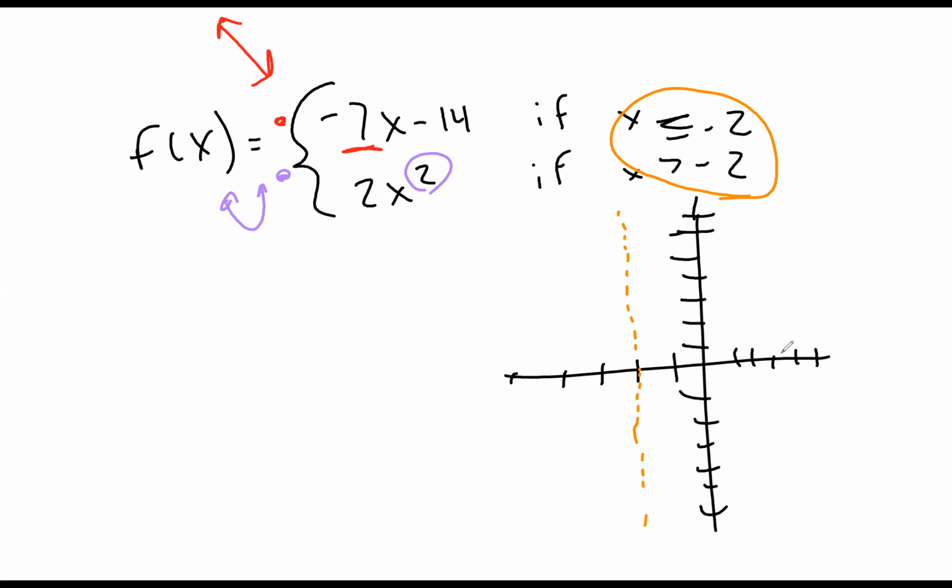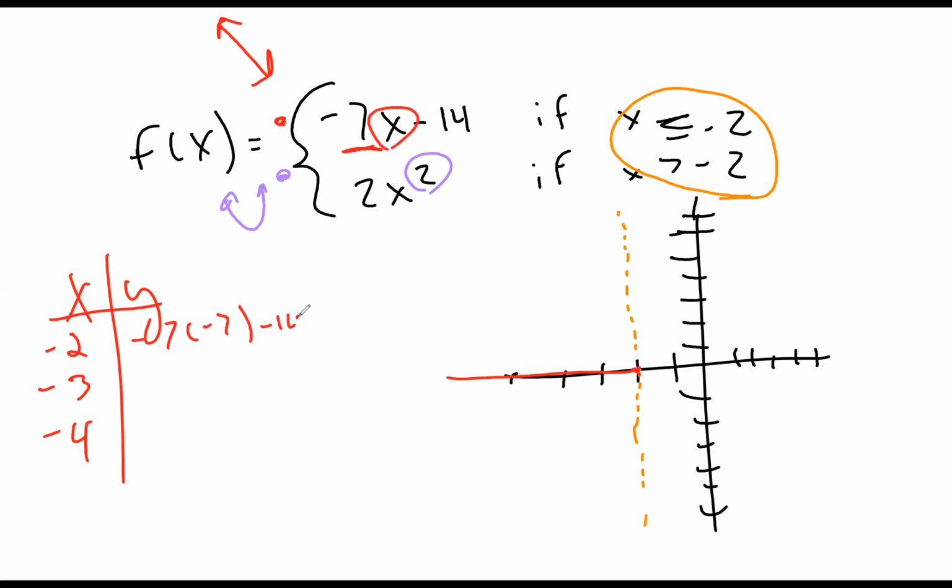And so then I'm going to have to make some x and y charts. I'm going to make one for my red guy, and then I'll go back and make one for my purple guy. We know that the red guy is going to be from here over. So let's put a -2 in there first. And then how about, I don't know, a -3 and maybe a -4, because that's going to tell me what's happening around here. And so if I take the number -2 and pop it in right here, that's going to give me -7 times -2 minus 14.